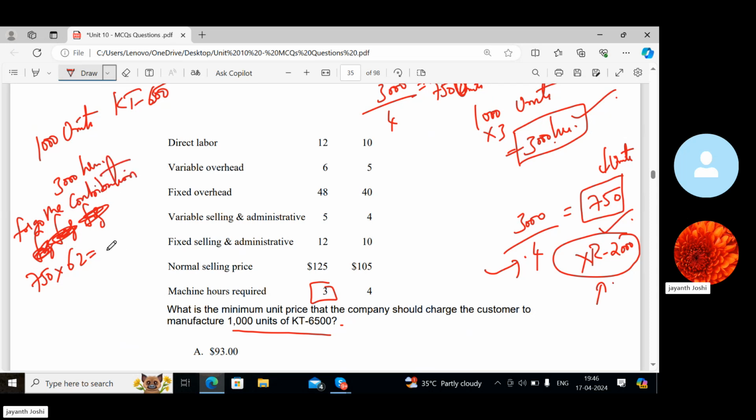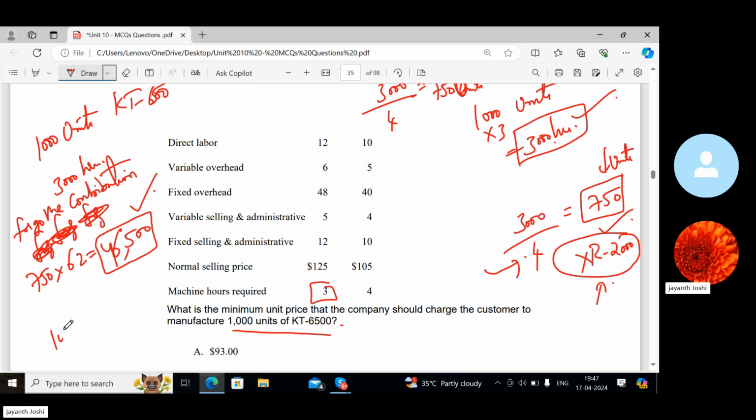Forego the contribution. What is the amount? 750 into 62. 46,500. So when they are taking a special order, they have to lose this money. Correct?